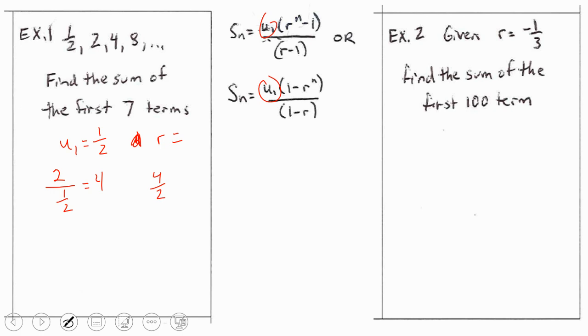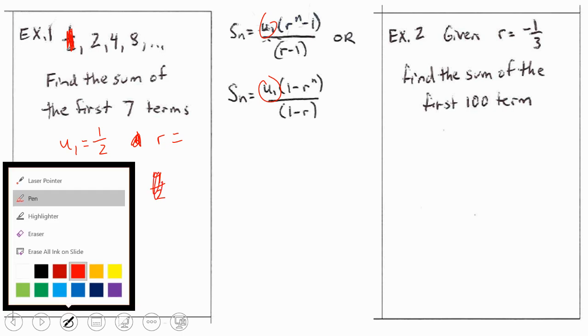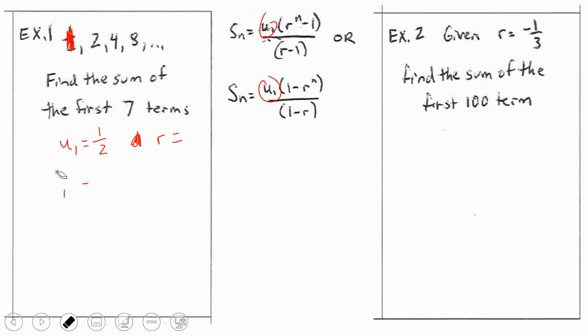Four divided by 2. Now that's an error. This should be 1. Sorry. You can fix that on your foldable. So what's happening is that we are multiplying by 2 every time. So R is 2. Hopefully you're listening with the volume on.